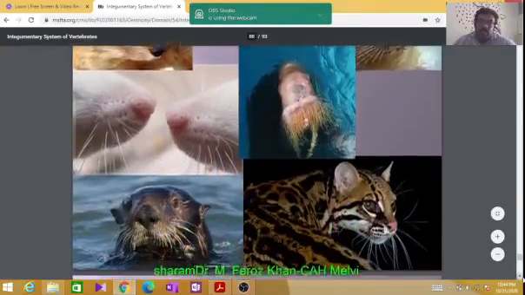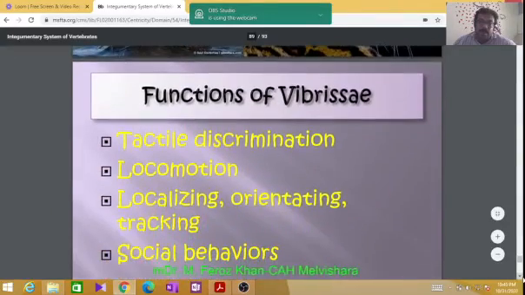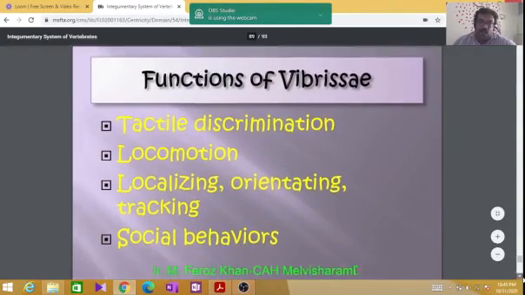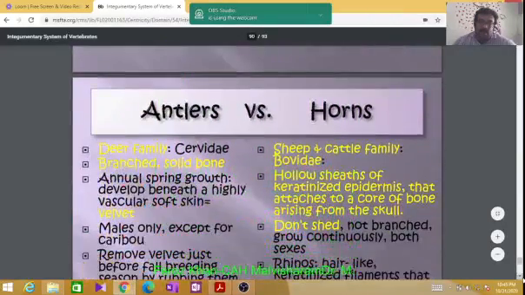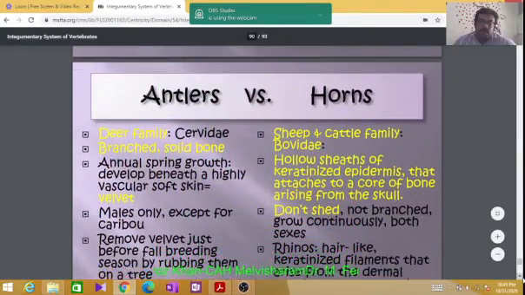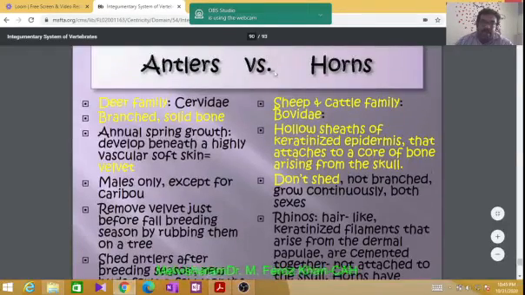See, functions of vibrissae: tactile discrimination, locomotion, localizing, orientation tracking, and social behavior. So, this is a comparison of antlers versus horns. It's an integumentary part. What is that? Antlers and horns.